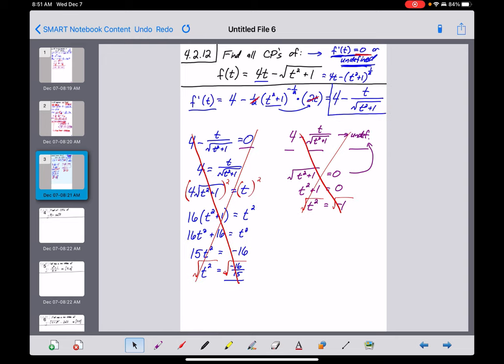So it looks at this point like the answer is that there isn't a value that would do that. In number 12, that is where we seem to be standing right now. And a quick glance at the solutions manual verifies that there are no values of t that will either make this derivative 0 or undefined. So the answer, after all that work, is a big fat no critical points for this particular function.